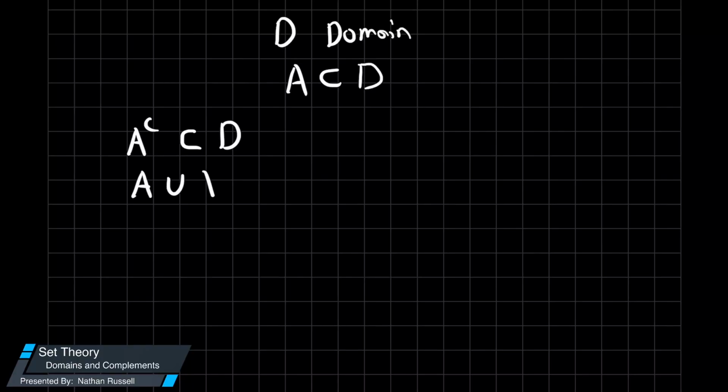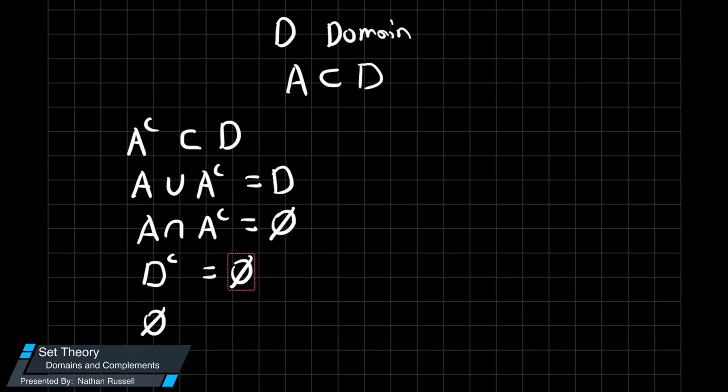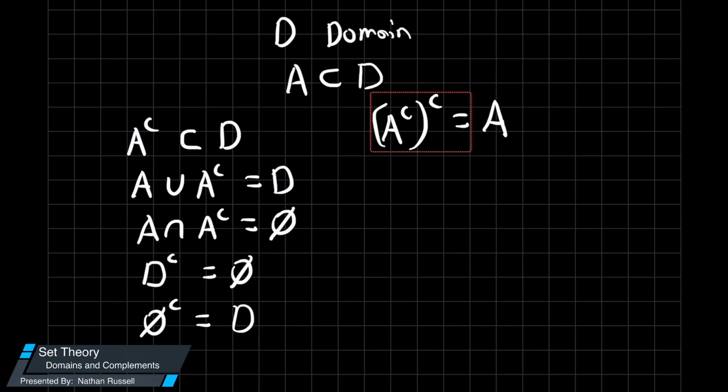The union of a set and its complement will always be the domain. The intersection between a set and its complement will always be empty. Anytime two sets have an empty intersection, we refer to them as being disjoint. If we say the domain is everything, that must mean its complement is the empty set. The complement to the empty set must be the domain. And the complement to the complement must always be the set itself. So these are properties that will always be true.